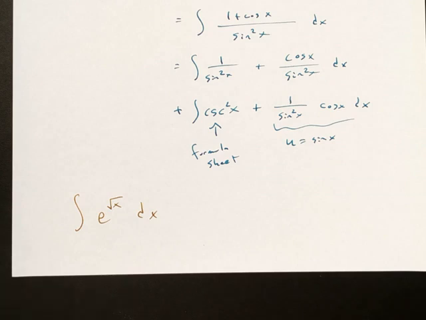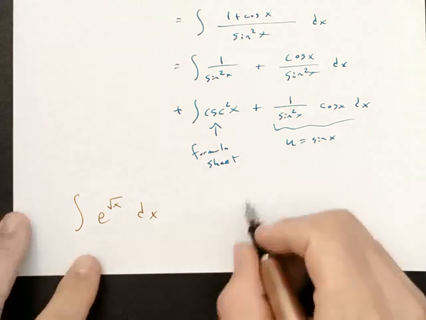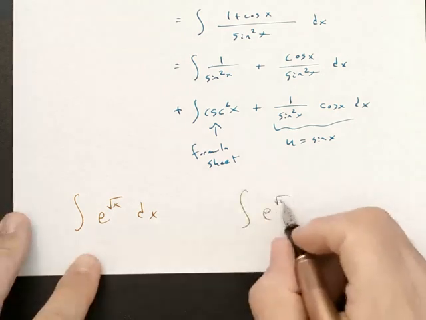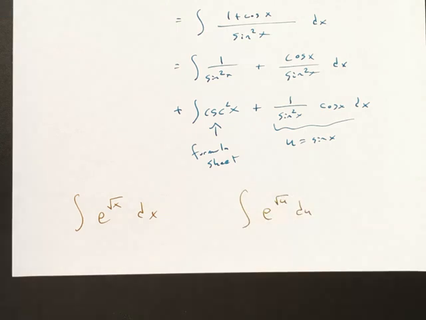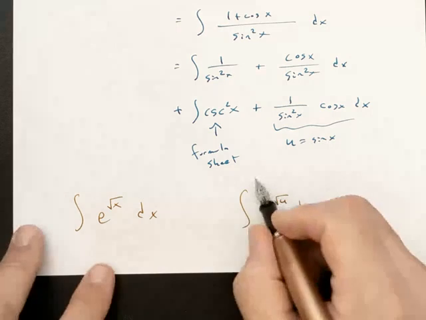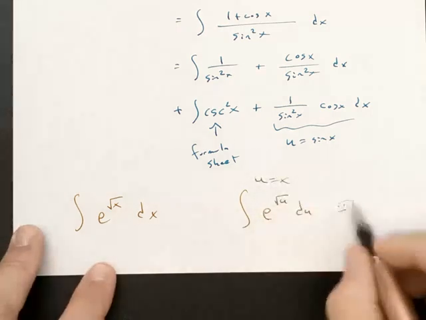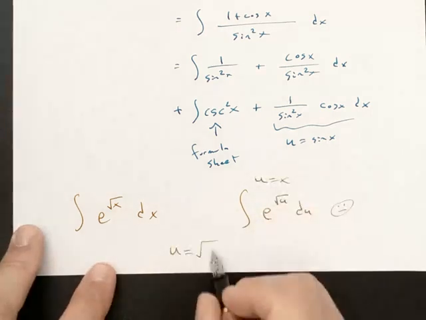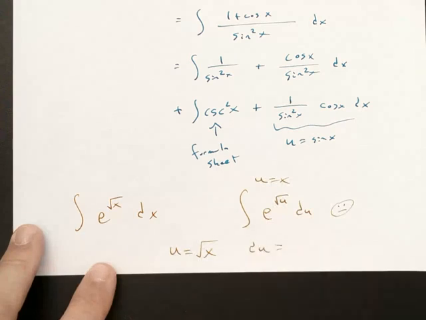Say again? Well, then if I do just U equals X, then the problem becomes e to the square root of U du, which is exactly the same problem. Aha! If I do U equals the square root of X, then what's du?